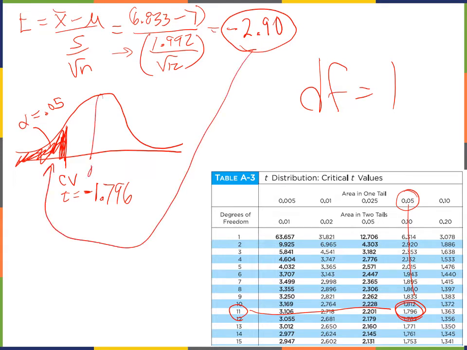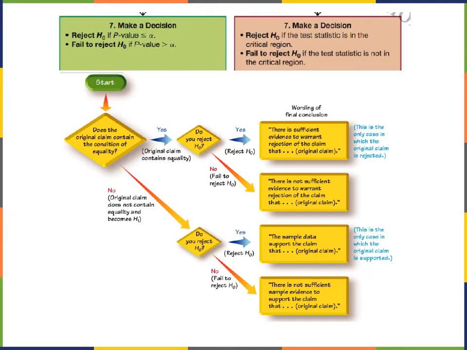And then the question is, is this t-score in the critical region? Remember, ours here being negative 2.90. Yes, the t-score, this test statistic, is in the critical region based off of this number here. This would be to the left of that number. So once we know that the test statistic is in the critical region, we can finish this off. So if the test statistic is in the critical region, we're going to reject H sub 0. Then we go through our final steps.